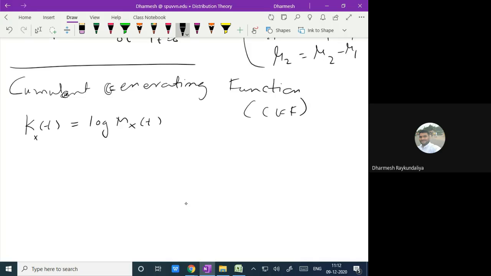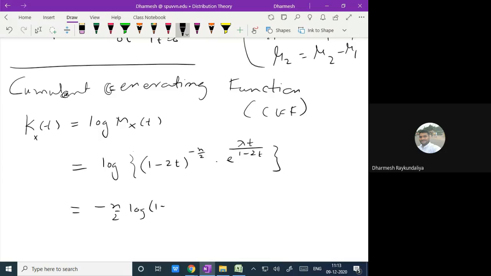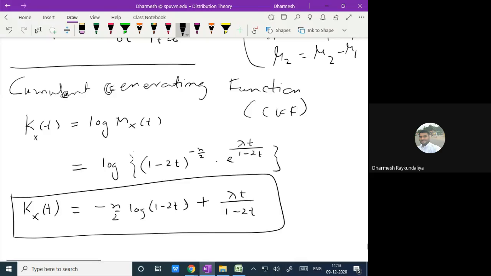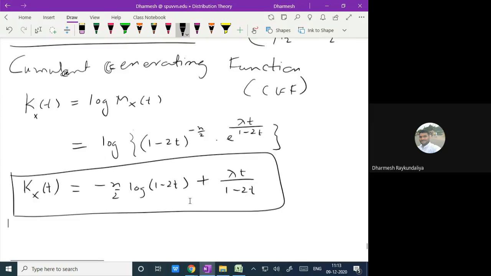So what is the MGF we have? MGF is nothing but 1 minus 2t raised to minus n by 2 into e raised to lambda t upon 1 minus 2t. So what is the log? It is minus n by 2 log of 1 minus 2t plus lambda t upon 1 minus 2t. So that is nothing but the cumulant generating function of non-central chi-square distribution with n degrees of freedom and non-centrality parameter lambda.